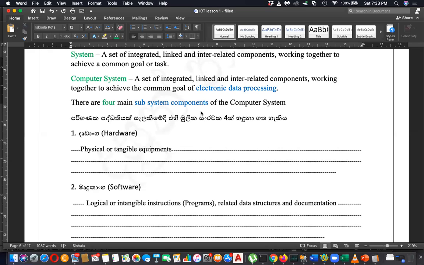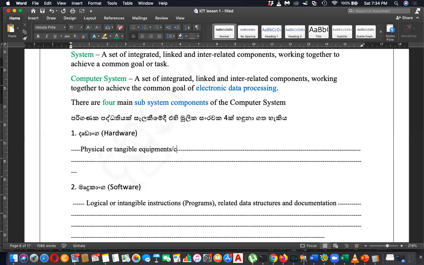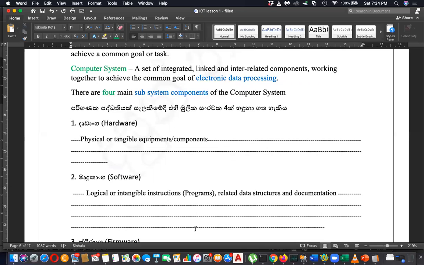Everything is processed. Everything is a result of process. Song is a result of process. Music video is a result of process. Word or letter is a result of process. Audio or image is a result of process. Everything is a result of electronic data processing. Then in computer systems, basically hardware, physical or tangible equipment or components. Then logical or intangible instructions, which is called programs. And they are related data structures and documentation.